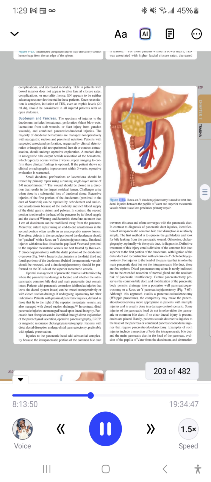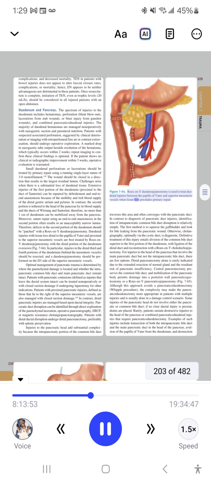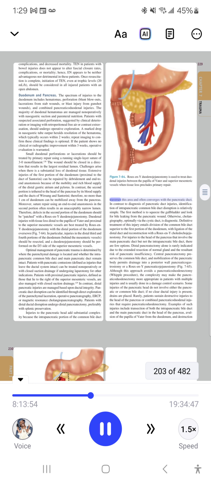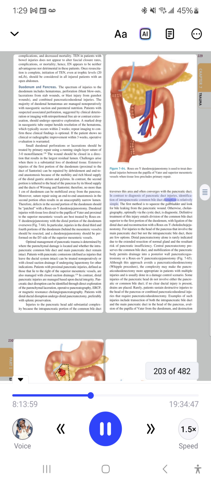duct traverses this area and often converges with the pancreatic duct. Figure 764. Roux-en-Y duodenojejunostomy is used to treat duodenal injuries between the papilla of Vater and superior mesenteric vessels when tissue loss precludes primary repair. In contrast to diagnosis of pancreatic duct injuries, identification of intrapancreatic common bile duct disruption is relatively simple.